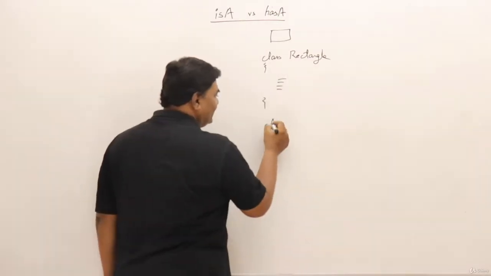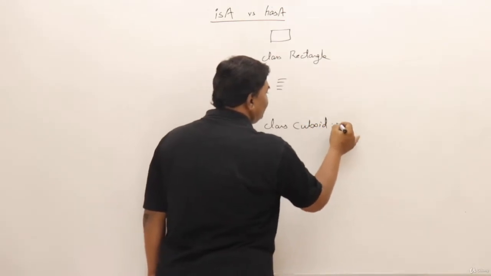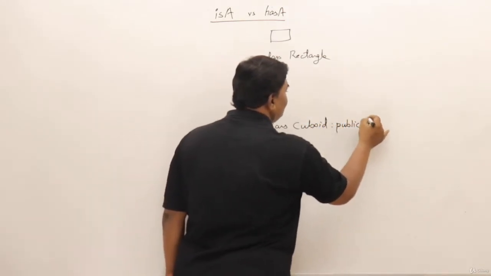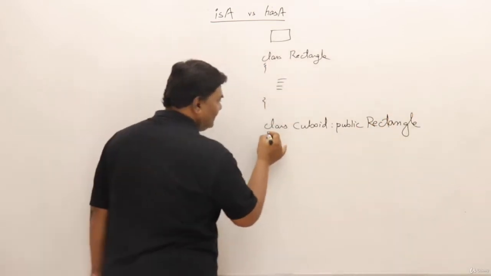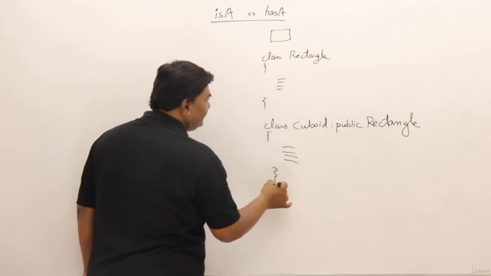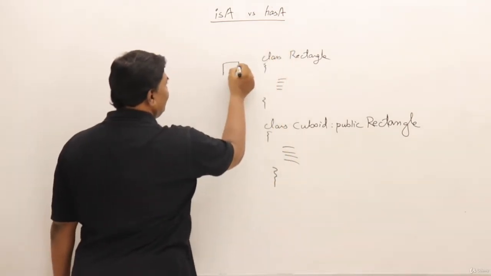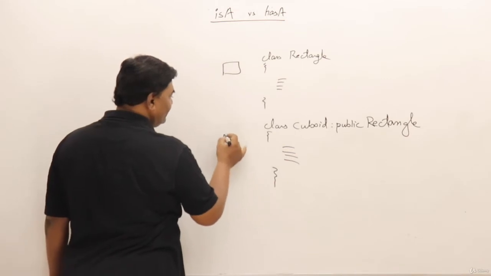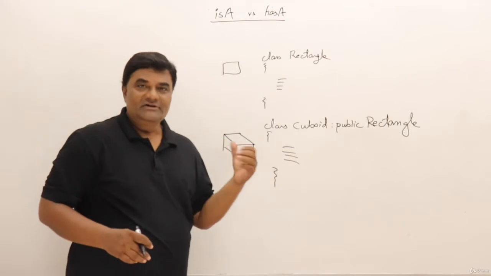The next I have a class called cuboid. We already wrote this, which is inheriting from rectangle, and it is having something inside. Some members are there. So I'll draw this one. This is rectangle and this is cuboid. Rectangle and cuboid.